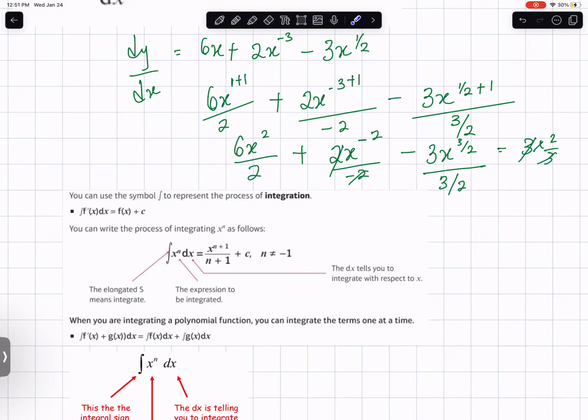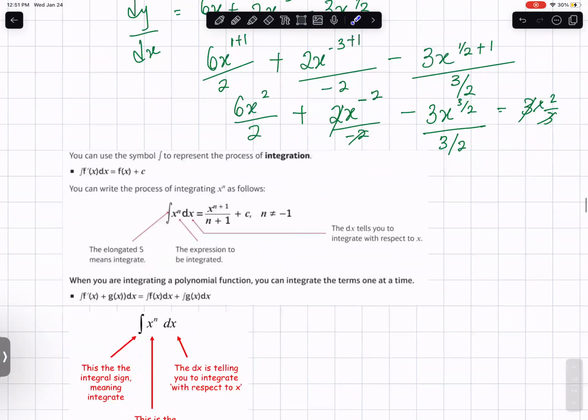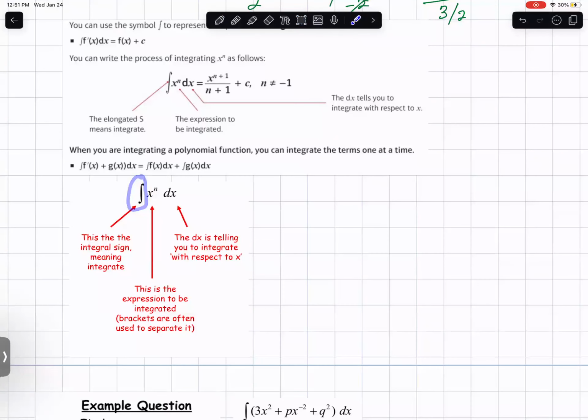I have this table here. It's telling us that when you see the sign, like I earlier stated, it means integrate. And this is the expression that you are going to integrate. And when you see dx, it means with respect to what? x. So this equation means integrate x raised to the power of n with respect to x. It's as simple as that. If it is t that is there, then it is with respect to t. Whatever you're giving there is what you are integrating your expression with respect to.